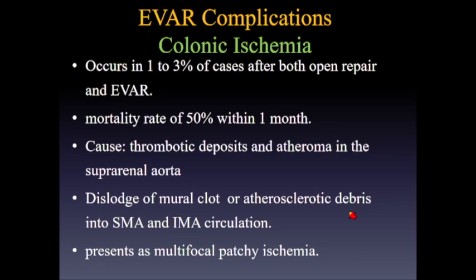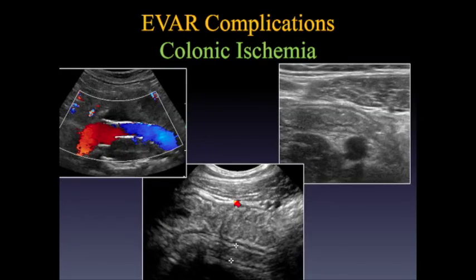Colonic ischemia happens in up to 3% of cases, and the mortality rate is really high. Because they develop gangrene of the bowel, and they really go into sepsis, and it's a really bad outcome. So it's important to notice this.